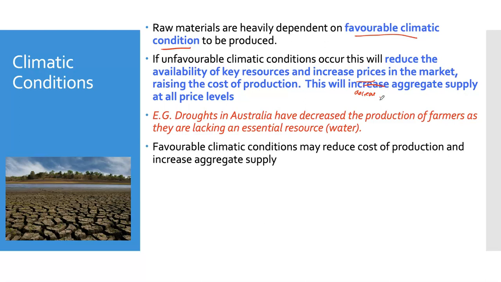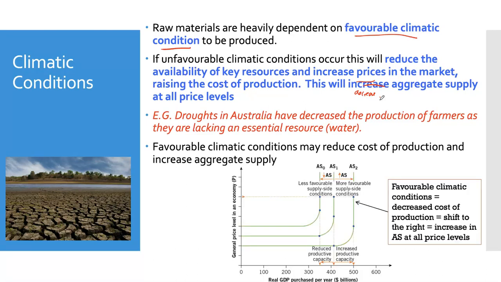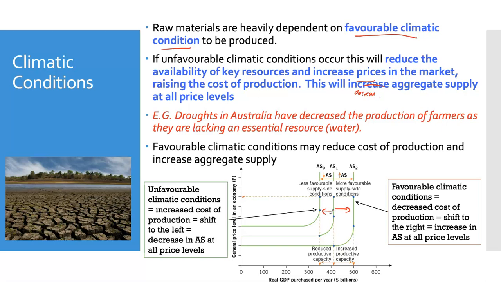If we have favorable climatic conditions, this is a good thing. We might have bumper crop yields or whatever. This is going to reduce the cost of production because there's so much in the market, and this will increase aggregate supply. So favorable climatic conditions, shift to the right. Unfavorable climatic conditions result in a shift to the left because of increased cost of production. Favorable climatic conditions result in a decreased cost of production, so a shift to the right.